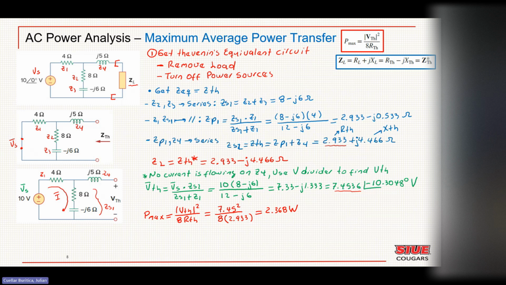All the procedure is exactly the same as we have done before. We always need to remember to remove the load and turn off power sources. If it is a voltage source, it's going to be a short circuit. If it is a current source, it's going to be an open circuit. Get the equivalent impedance. That's going to be our Thevenin impedance. And then we turn on again the power source. And without the load, we compute the Thevenin voltage.